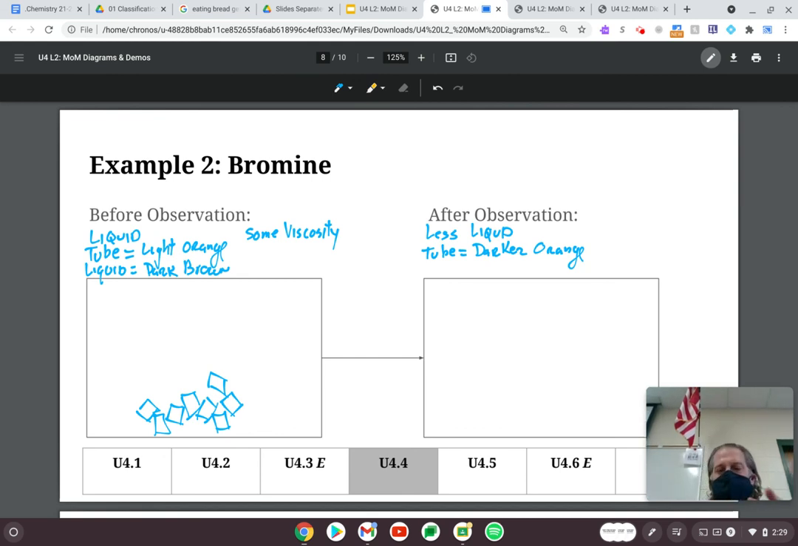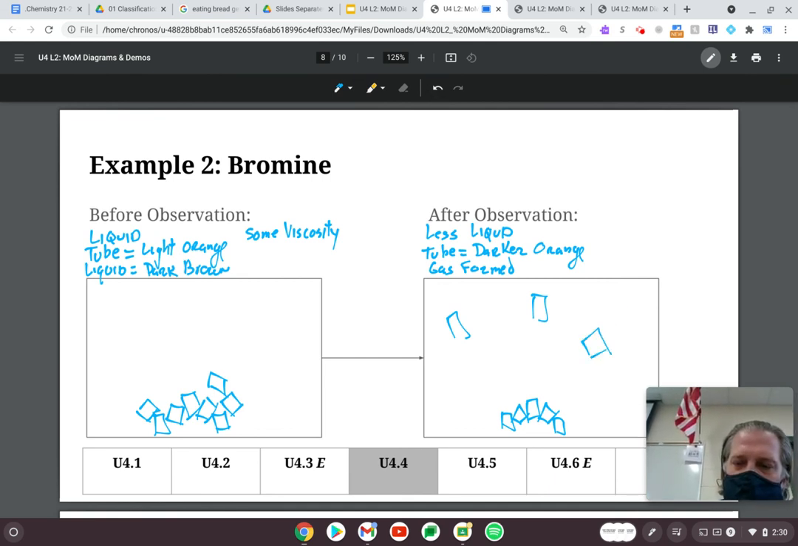Now I'm going to attempt to show that there was less liquid, indicating that maybe there was gas formed. So I'm going to still draw the same number of boxes, in the same format, but some of them as gas. So that would look something like this. So now I've tried to show that they've spread out. The gas particles have spread out more to fill the container, but I still have some liquid left, and those particles are disorganized but still touching.